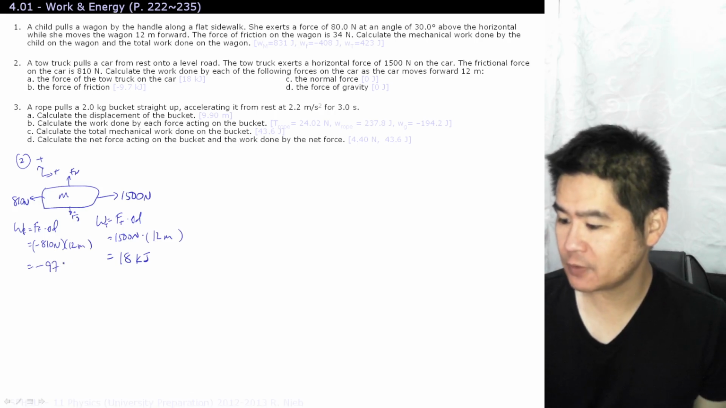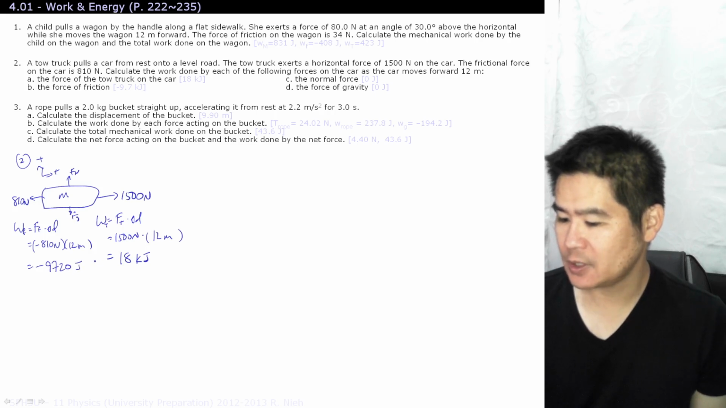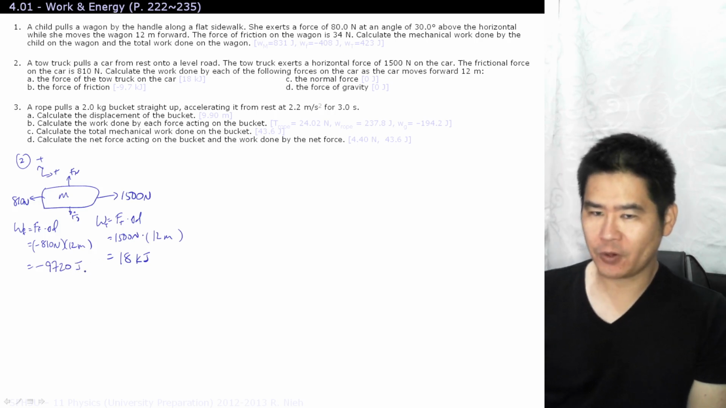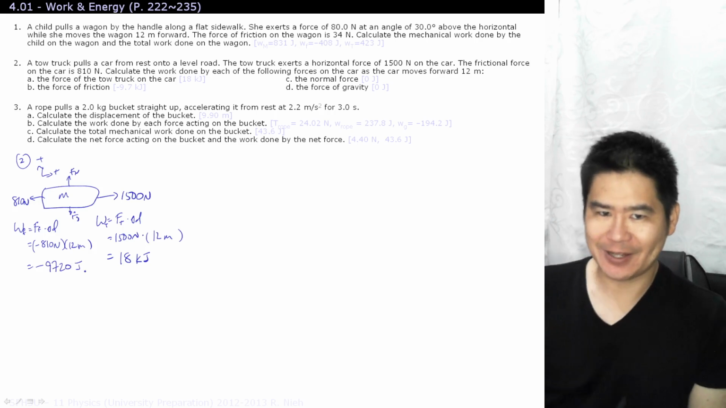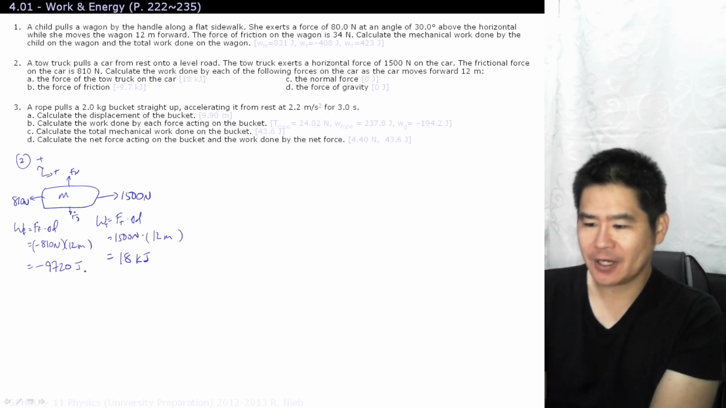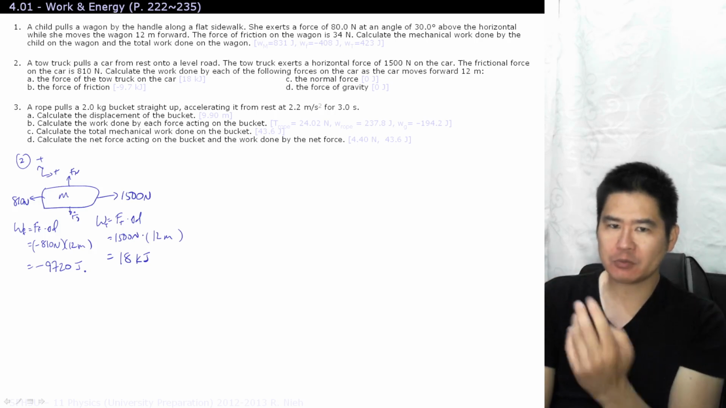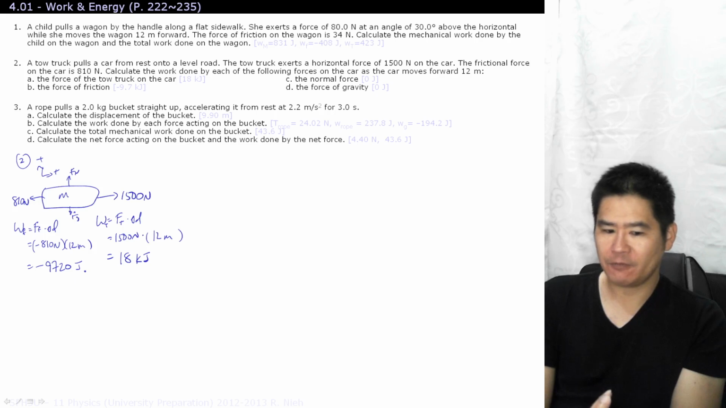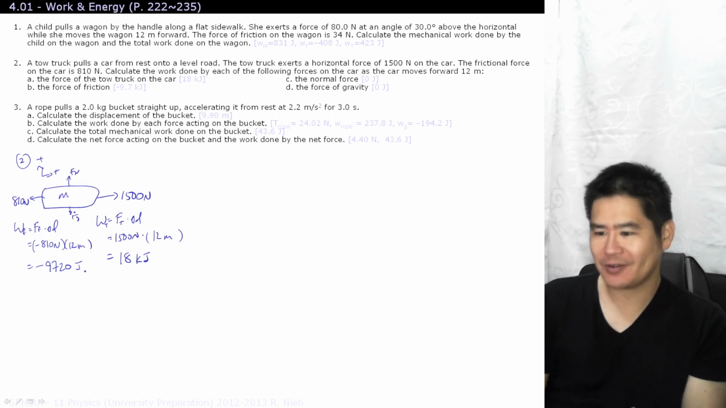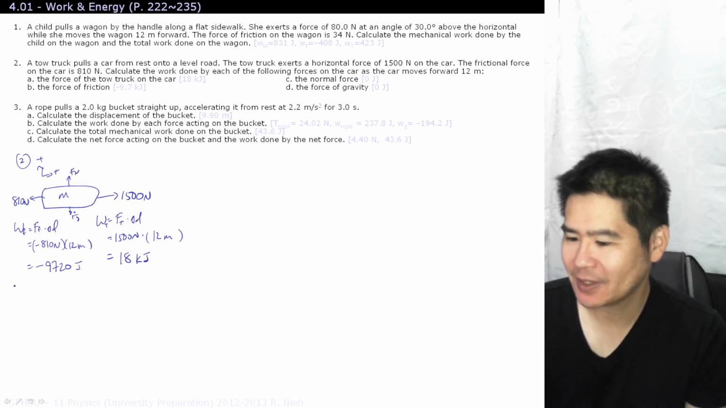Negative 9720 joules. And if the friction was greater than your forward work, no, it's not going to start accelerating backwards. That's impossible. You've got to keep in mind that friction is a value that's a maximum. In other words, it will perform up to this value. It shouldn't be any greater. Otherwise, friction can just move things, and that can't be the case.